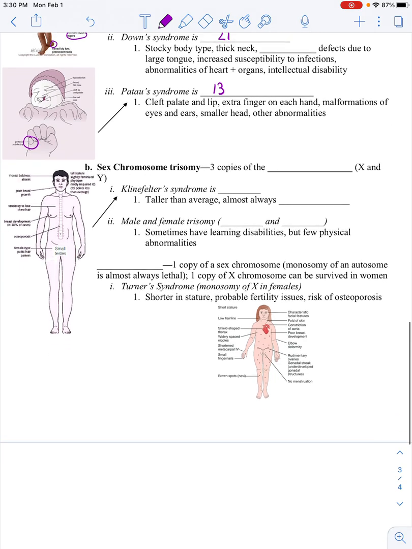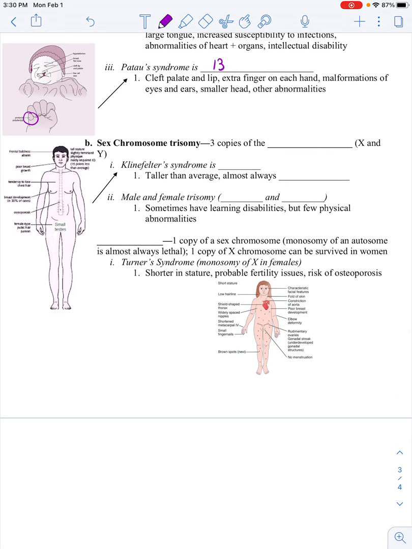Now, with regards to sex chromosome trisomies, and I'm going to get to monosomies in a minute, these are going to involve the sex chromosomes. So this is the 23rd pair. They are not autosomes. And sex chromosomes influence the genetic sex, not the gender, because gender and sex are different. But the genetic sex of the organism is influenced by the chromosomes.